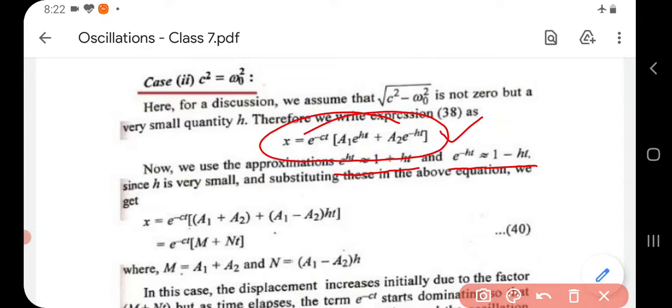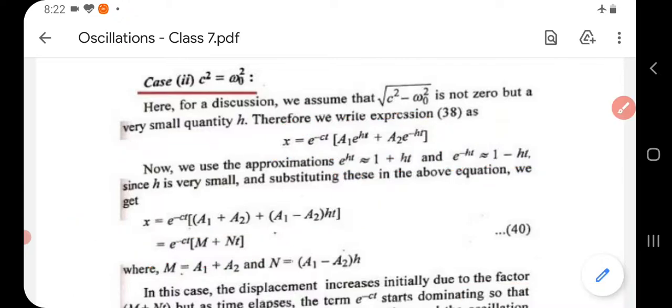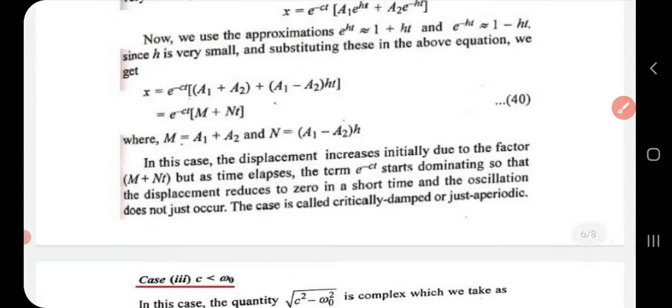That is, in place of e raised to ht, write 1 plus ht, and in place of e raised to minus ht, write 1 minus ht. And on rearranging, you will get this result. After that, it is enough that you write this equation straight away: e raised to minus ct within bracket m plus nt, where m is a1 plus a2 and n is a1 minus a2 into h. That is enough.